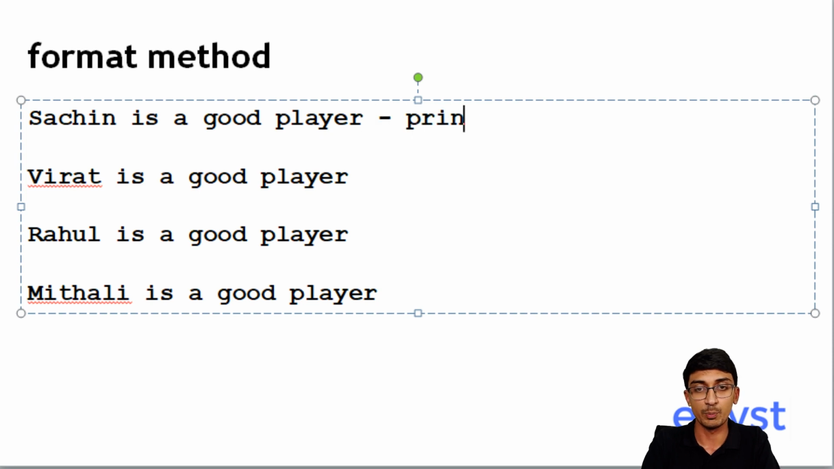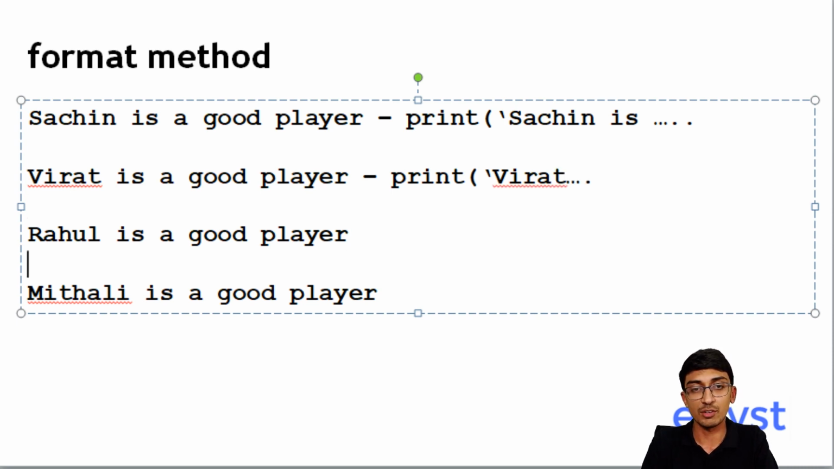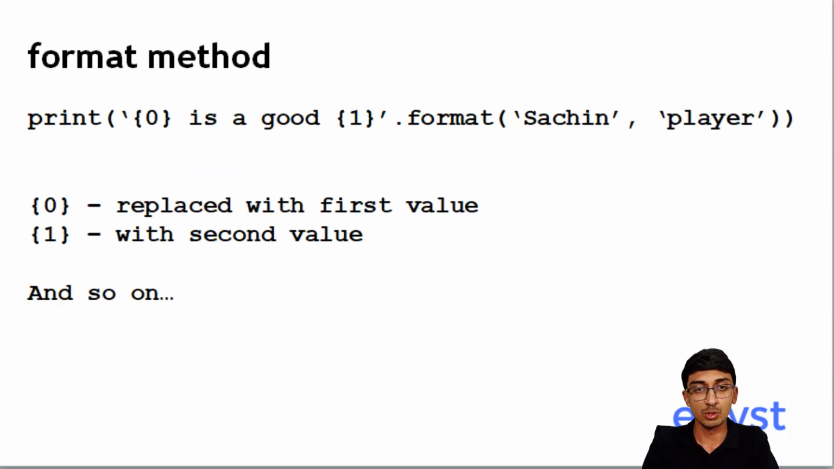For example, we'll do print Sachin is and so on. We'll keep doing that. Similarly over here, we'll do print Virat is, and we'll keep printing over there. So instead of doing it like that, what Python does is it allows us a very cool way of substituting values. That's what the format method is for. It allows you to substitute the values from one variable to another, or values like Rahul, Sachin. What do I mean? Let's look at this format.